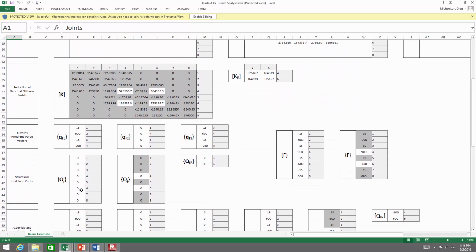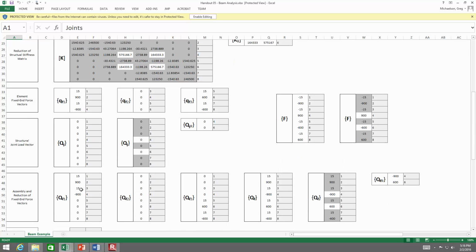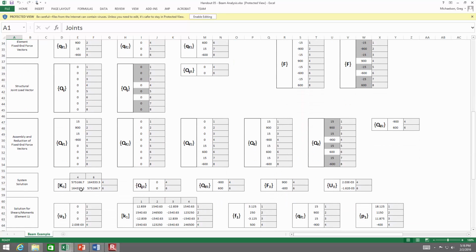So here's the fixed end force vector for the whole thing. Here's the joint load vector for the whole thing. Subtract that out to get the fixed end force vector for the whole system.